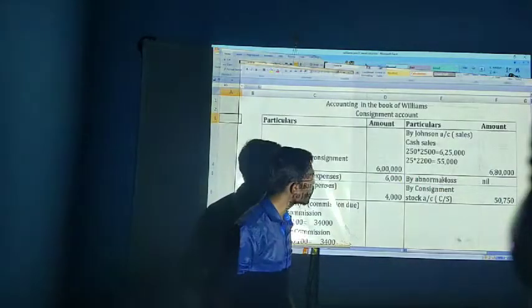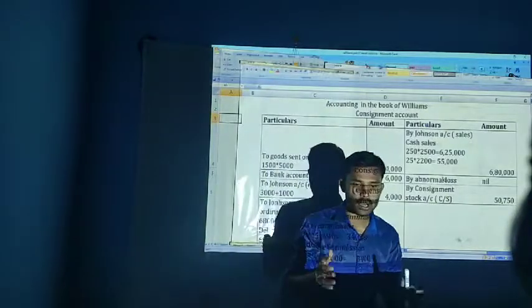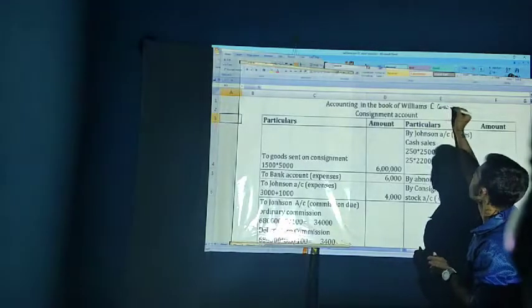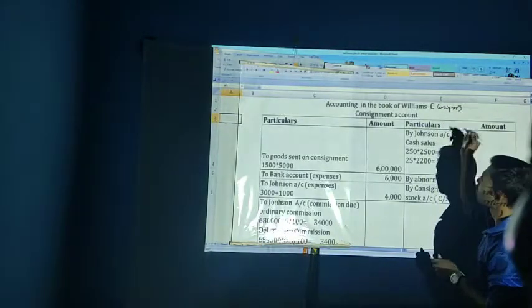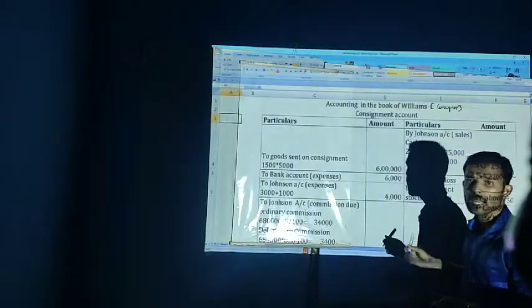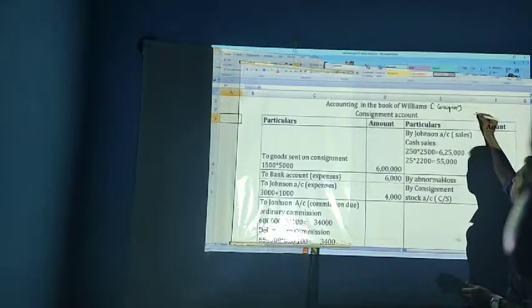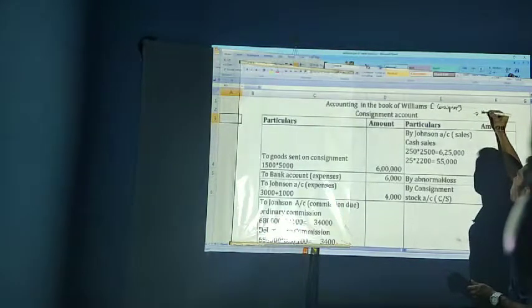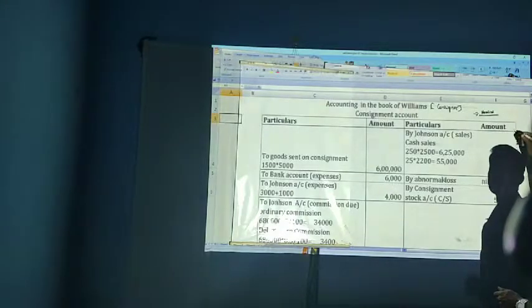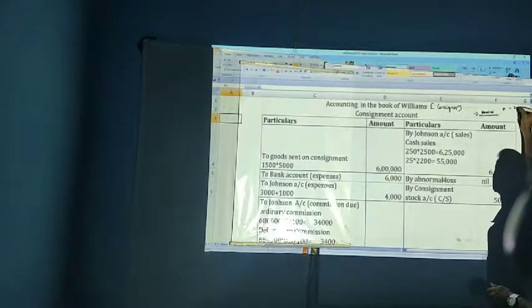The first thing is the preparation of the ledger accounts in the books of Williams. Williams is who? He is the consignor. What is the first ledger account? Consignment account. Remember, consignment is a nominal nature of account. The nominal nature of account says: debit all expenses and losses, credit all income and gains.